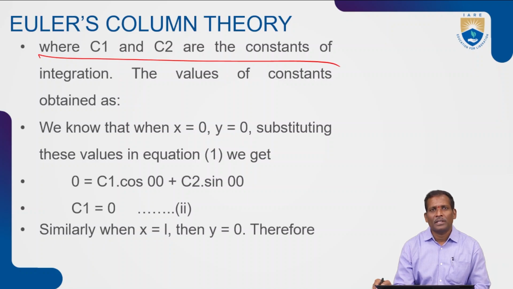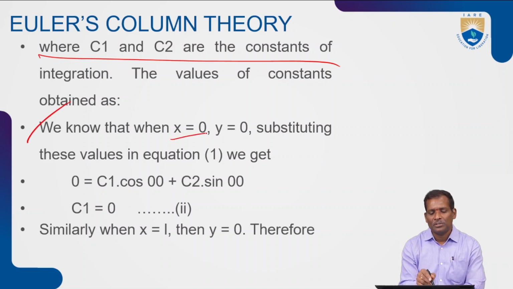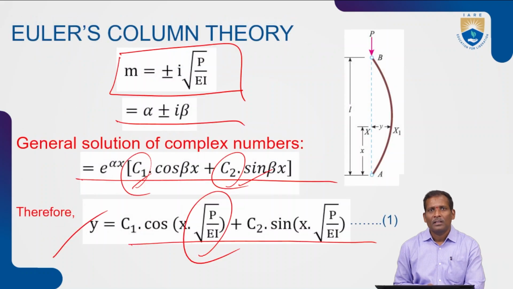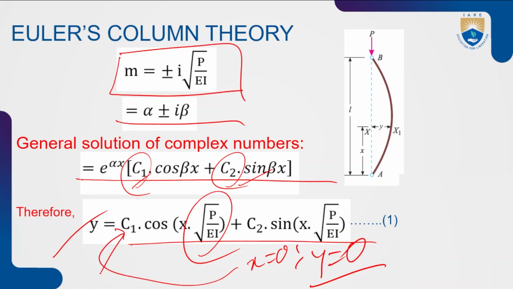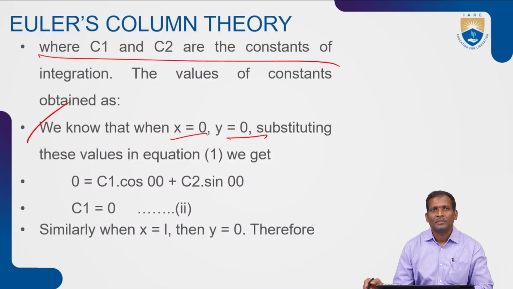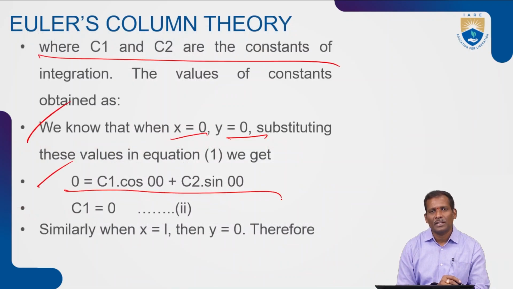So the values of constants are obtained as follows. You know that at x is equal to 0, y is equal to 0. Substituting these values in equation 1, where x is equal to 0 and y is equal to 0: 0 is equal to C1 cos 0 degree plus C2 sin 0, and so C1 is equal to 0.